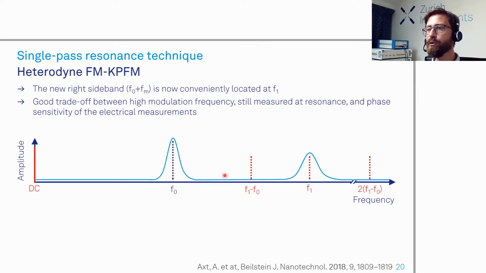So that's why there is also this so-called heterodyne FM-KPFM technique. So it's also a sideband, it's also phase sensitive technique. But that benefits from a different modulation frequency here. So instead of having the sidebands at F0 plus a low frequency modulation, you can replace this term by F1 minus F0. And if you put this here, then your new sideband is actually going to happen at F1.